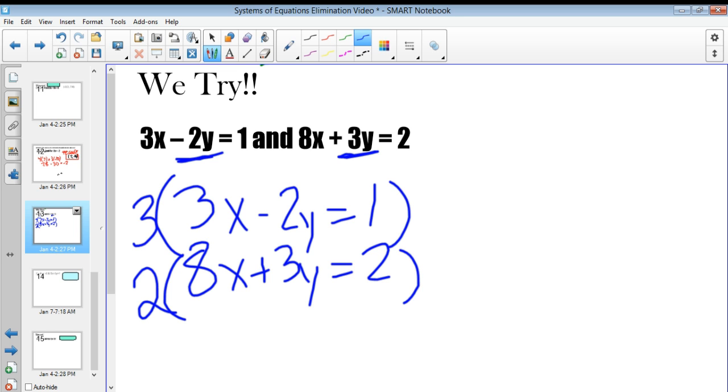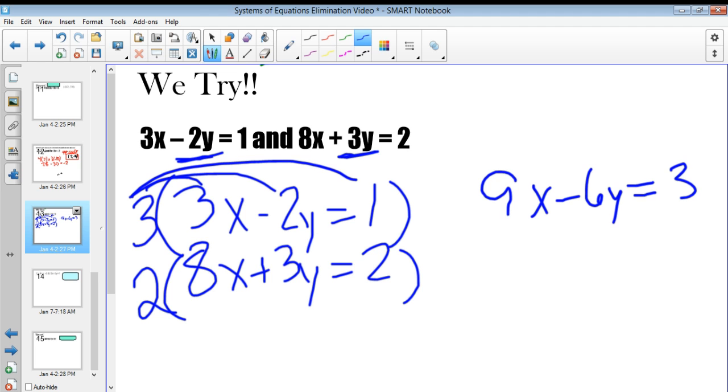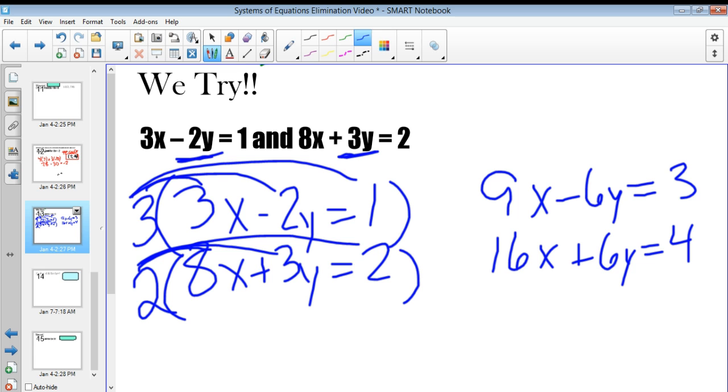If you wanted to, you could get rid of x by multiplying the bottom one by 3 or negative 3 and the top one by 8 or negative 8 if you had a positive 3. And you'd be able to do that. But I'm going to get rid of the y's because it's going to be a little bit easier. So that gives me 9x minus 6y is equal to 3. And then 16x plus 6y is equal to 4.